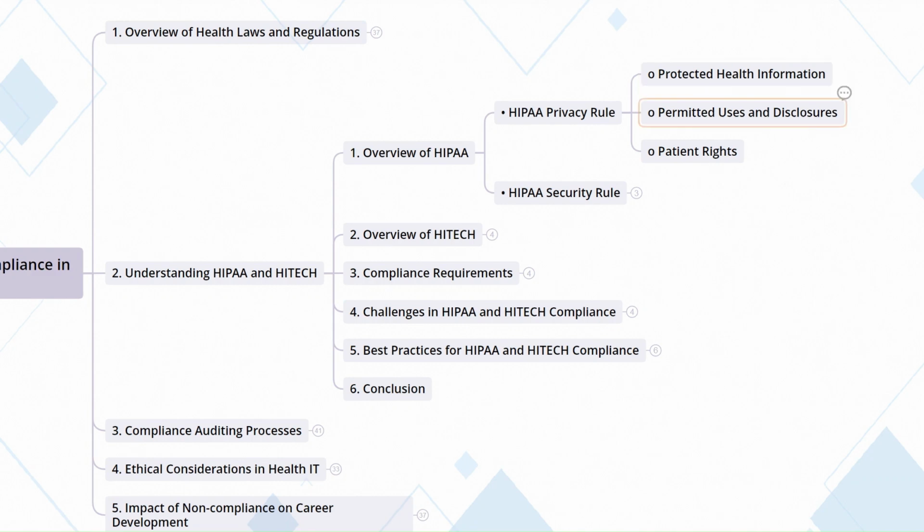Next, permitted uses and disclosures. The privacy rule outlines the permissible circumstances under which PHI can be accessed, used, or disclosed, such as for treatment, payment, and healthcare operations. It also allows for patient consent in certain situations.